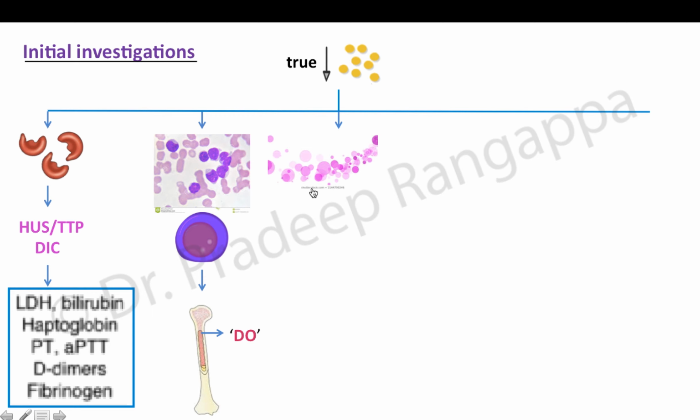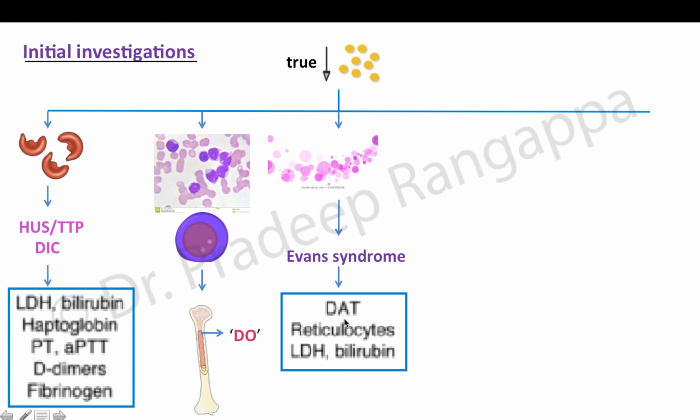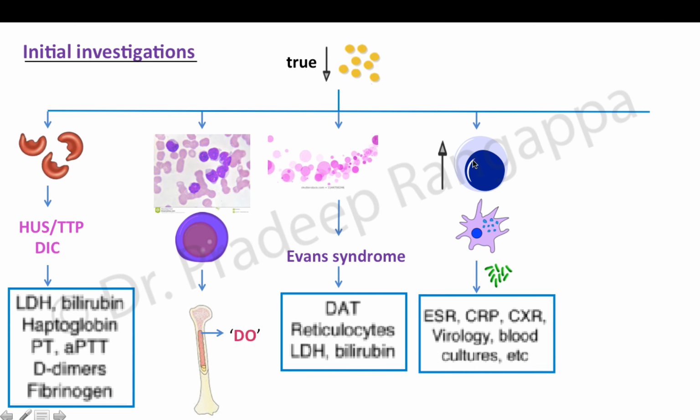If you see microspherocytes, small spherocytes, I think the diagnosis is Evans syndrome, and the tests that you would do are DAT, reticulocytes, LDH, and bilirubin. These are the things we would see commonly in ICU. If you see a lot of lymphocytosis, abnormal cells, dendritic cells, or polymorphonuclear leukocytosis, that's when you think it's more likely sepsis due to bacteria or virus. Then your investigations would be ESR, CRP, chest X-ray, virology, blood culture. So you would test for sepsis or any other infective cause.